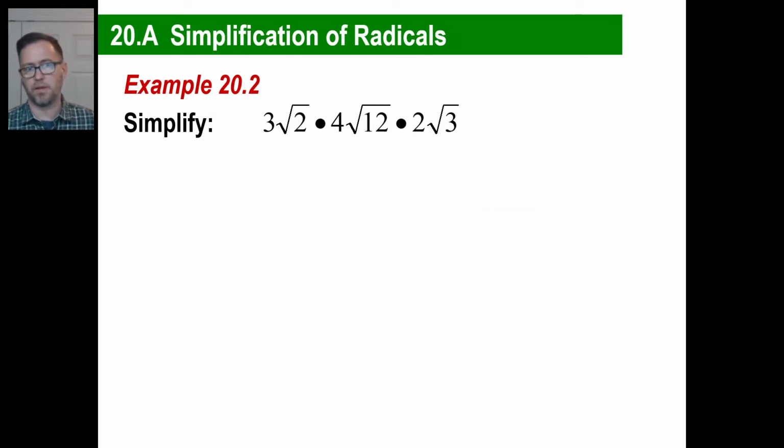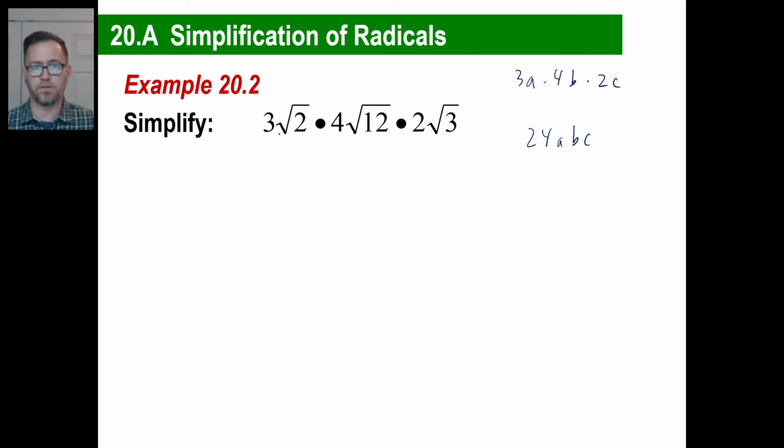Okay? Here's another one. We have this times this times this, all of these with radicals. Quick question for you. If I were to tell you this, what is 3a times 4b times 2c? You'd have no problem at all doing that, would you? 3 times 4 is 12, times 2 is 24. A times B times C is just ABC. Well, that's exactly what you're doing here.